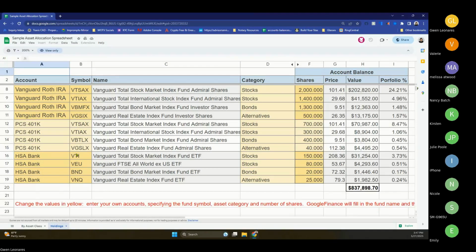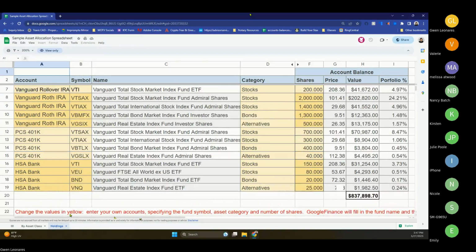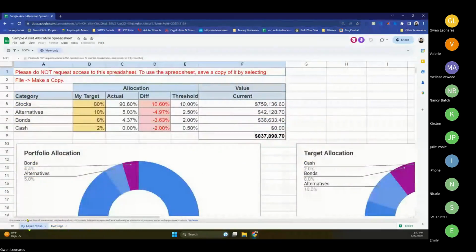It went and got the latest price and figured out how much that means, and then it calculates out what percentage that is. So you fill in this form first, and then you go to the first tab, and it pulls all that data and puts it here in your actual. And the idea is that you figure out what your target is, which is what we're going to do next time, and it'll show you the delta.